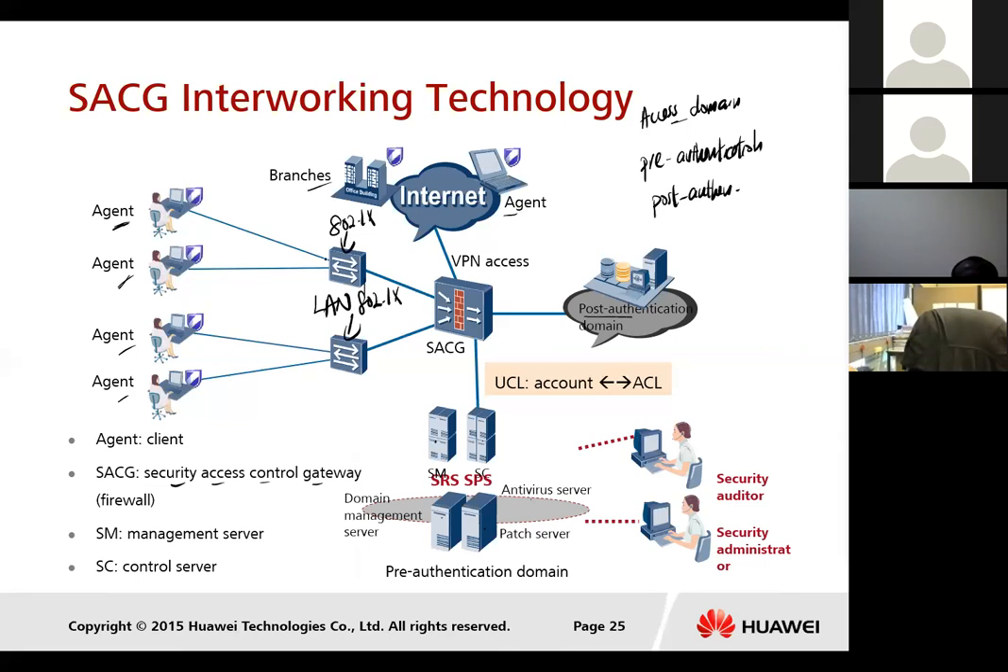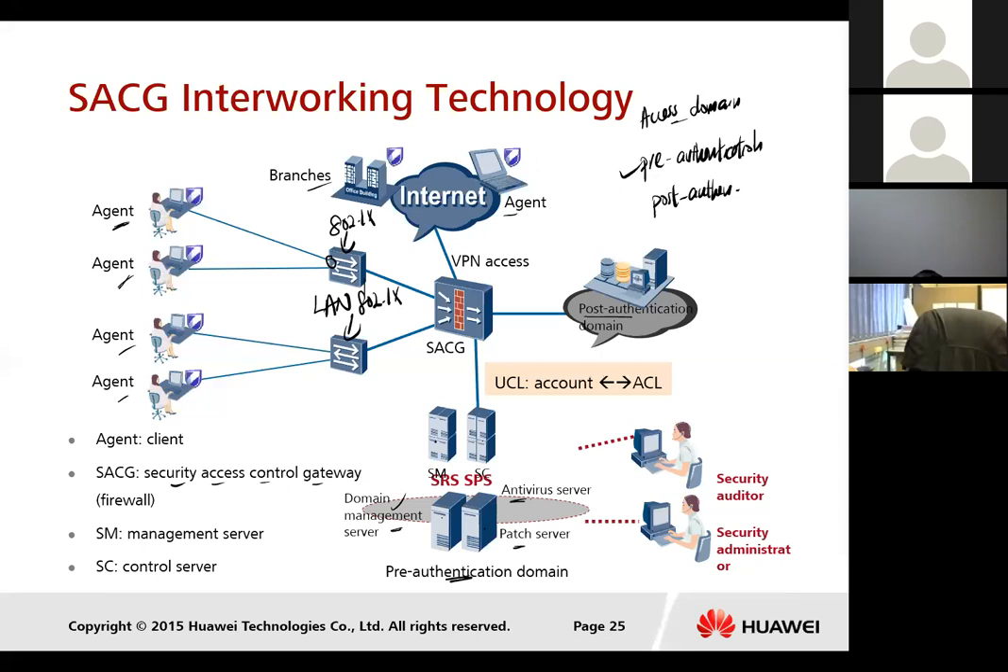So when the agent connects to the switch port, they will be prompted for pre-authentication. Pre-authentication is over here. Under the pre-authentication domain, they have an antivirus server, a patch server, and a domain management server. What they are going to perform here is, when the traffic comes in, you want to do authentication. I want to authenticate whether you are the correct person. I need to make sure that you are inside my domain.